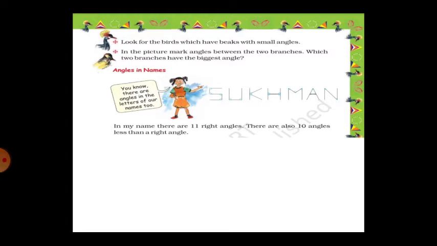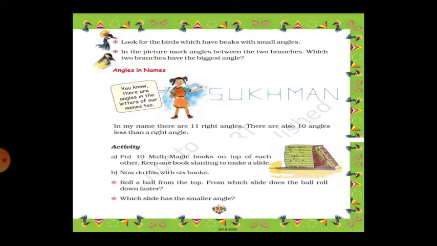Angles in names. You know there are angles in the letters of our names too. See, if you write our names using capital letters and straight lines, then angles will be formed. See here, this name Sukham. See so many angles it forms. In her name, there are 11 right angles, and there are also 10 angles less than a right angle. So like that, you can also write your name like this, and you can check it.